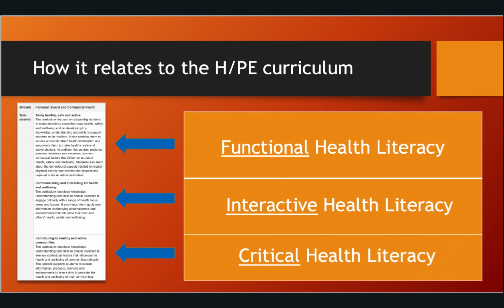Although not explicitly divided into separate stages, substrand 1, being healthy, safe, and active, can be achieved through the functional stage. Substrand 2, communicating and interacting for health and well-being, achieved through the interactive stage. And substrand 3, contributing to healthy and active communities, achieved through the critical stage of health literacy. As one's progression to become health literate unfolds, so too does one's progression through the curriculum of health and physical education.